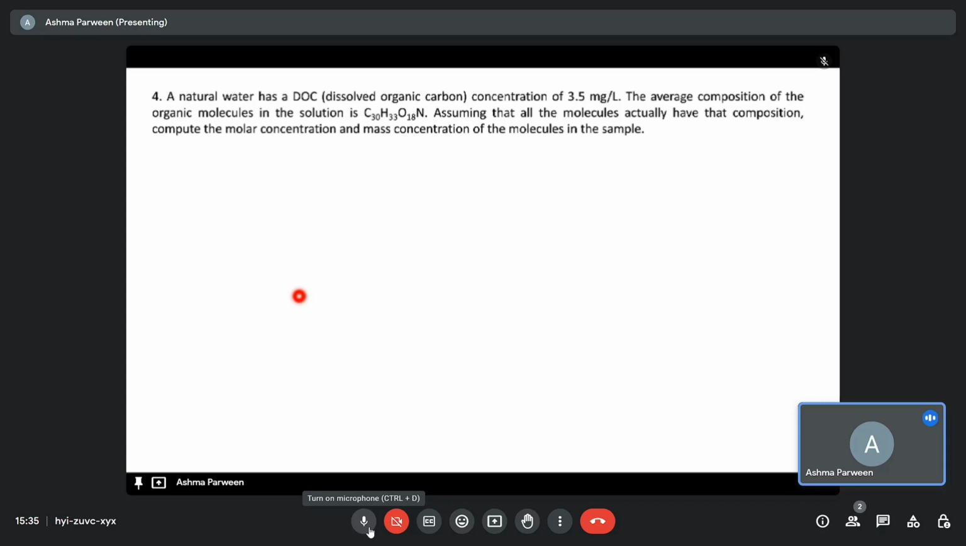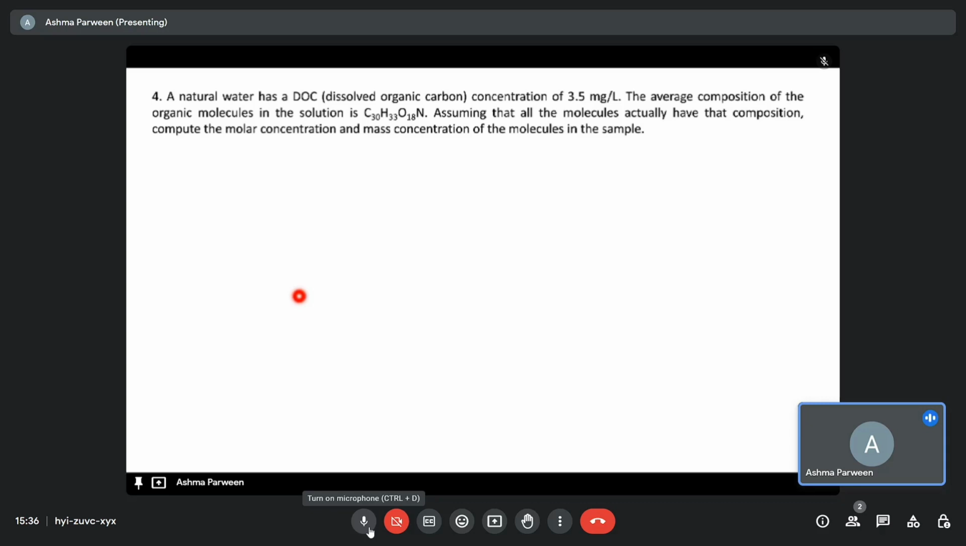So the question is, a natural water has a dissolved organic carbon concentration of 3.5 milligrams per liter. The average composition of the organic molecules in the solution is given. Assuming that all the molecules actually have that composition, compute the molar concentration and mass concentration of molecules in the sample.